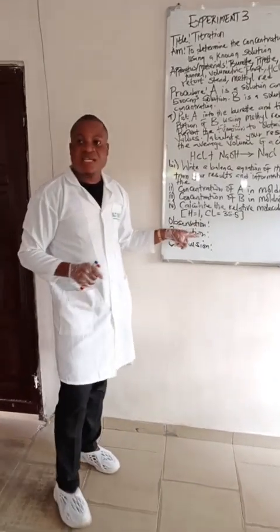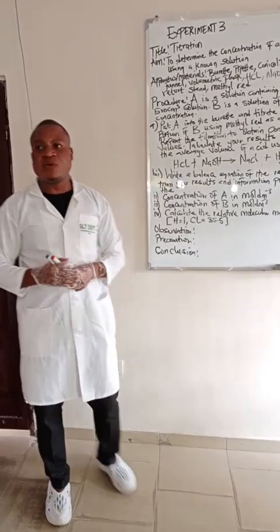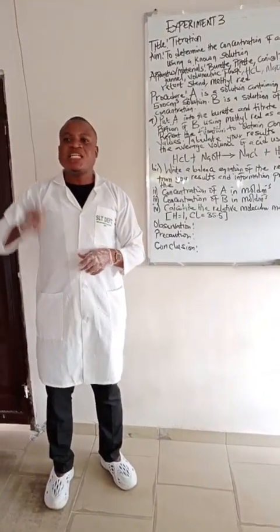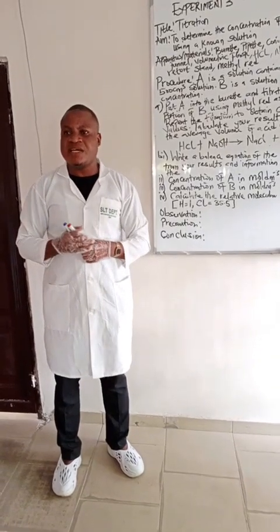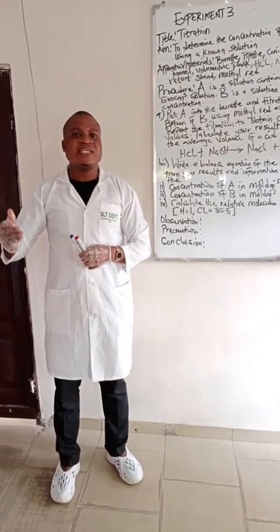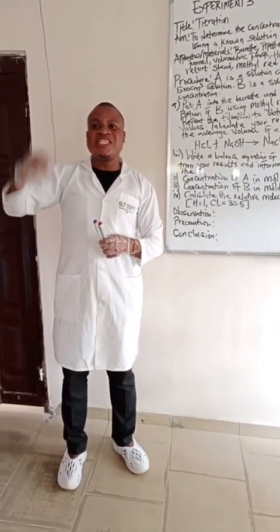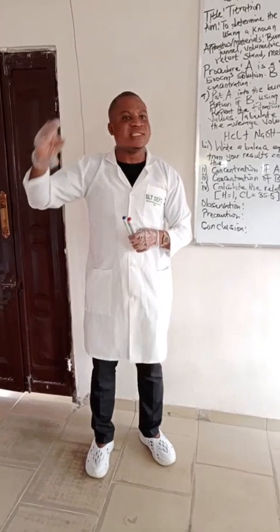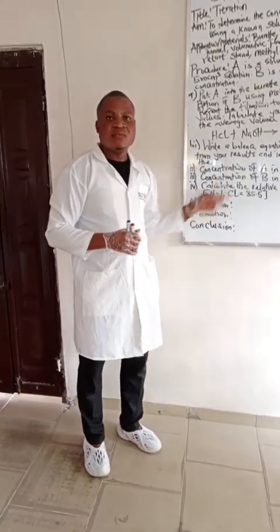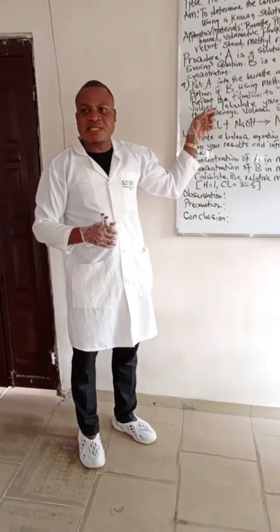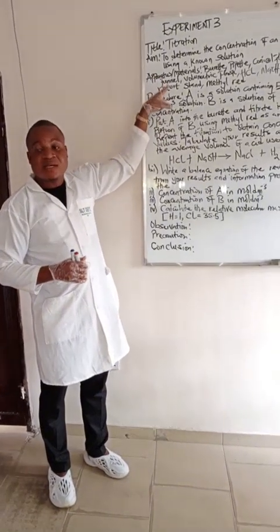The next thing is precaution. Every experiment has its own precaution that must be put in place. The precaution ensures a better result at the end of the day. These are the guidelines, the safety measures you must put in place to make sure your result is accurate. There are many precautions following this practical, titration. Are you with me?